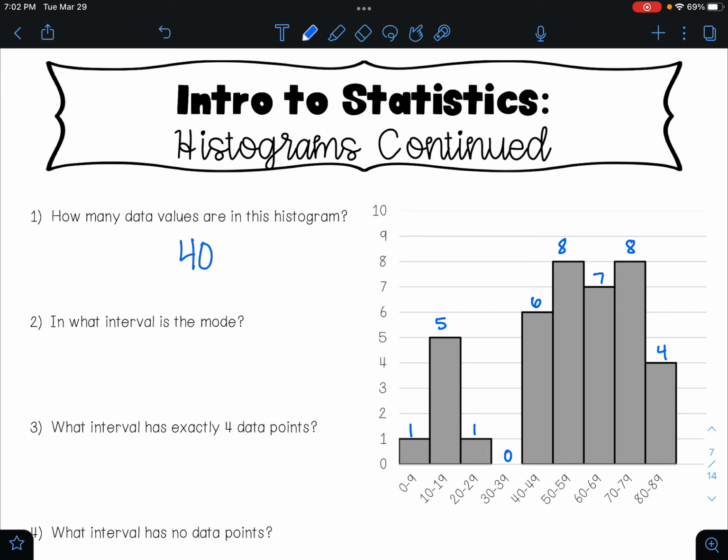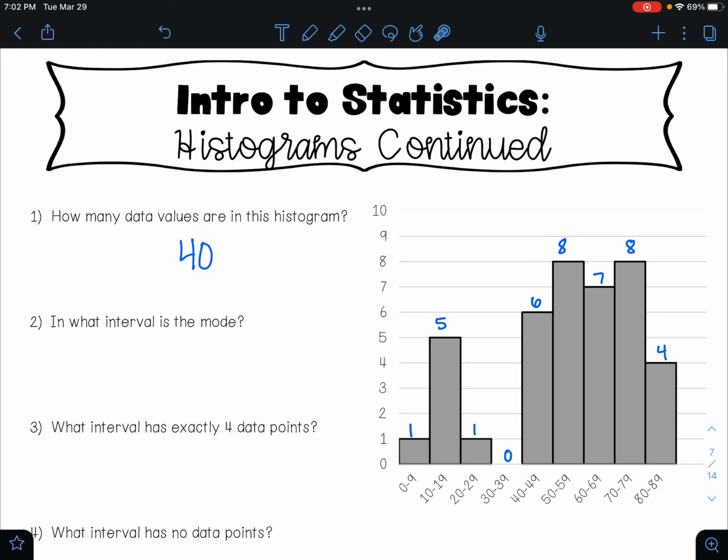Question 2 says, in what interval is the mode? Well, I know that the interval from 50 to 59 has 8 data values, and that the interval of 70 to 79 has 8 data values. But I don't know what numbers are here. I know that I have 8 numbers between 50 and 59. They could all be 50. They could be 51, 52, 53, 54, 55, 56, 57, 58, 59.